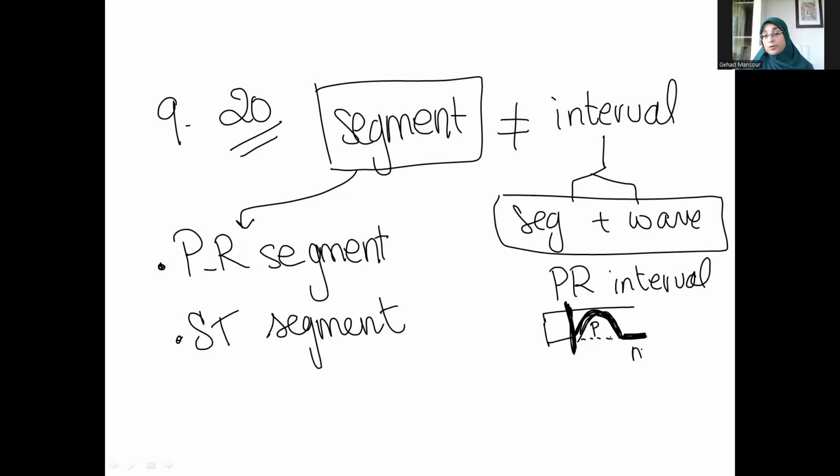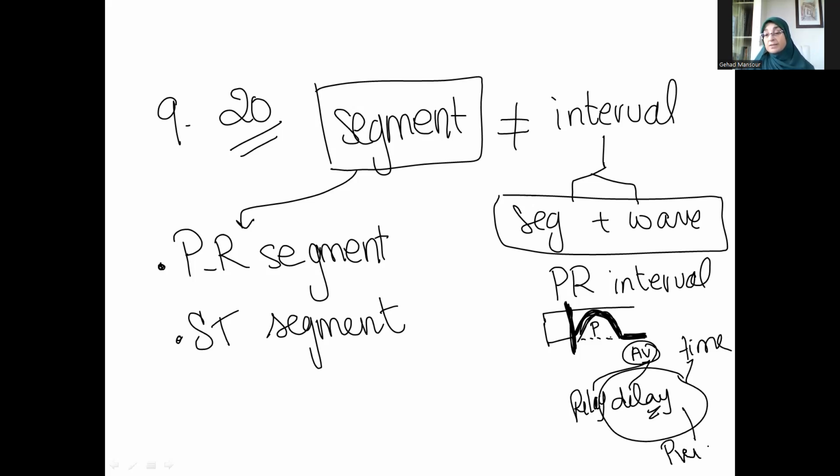And as you know, the main function of the AV node is to delay and relay, to transmit the impulse to the ventricles, but with a delay. This is important. Why does it cause a delay? To give enough time for the ventricles to fill and to prevent simultaneous contraction of the atria and ventricles, which would cause an inefficient contraction.